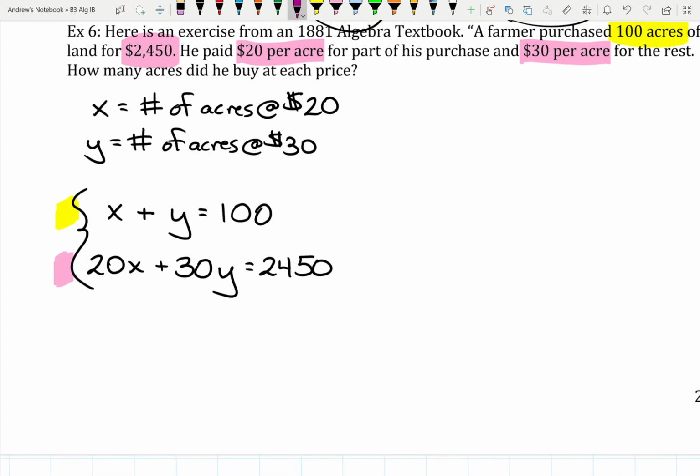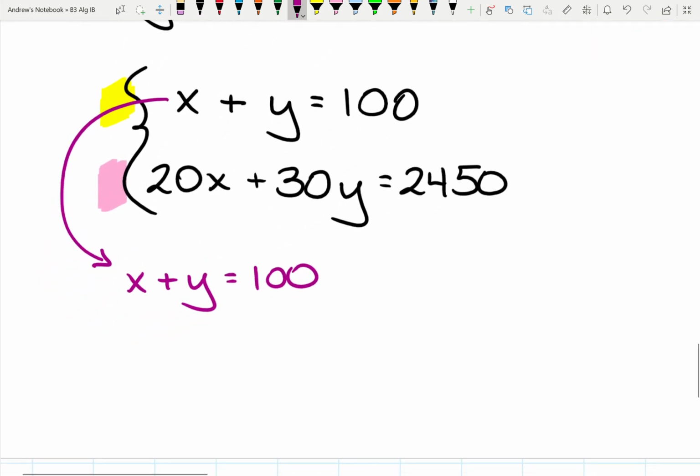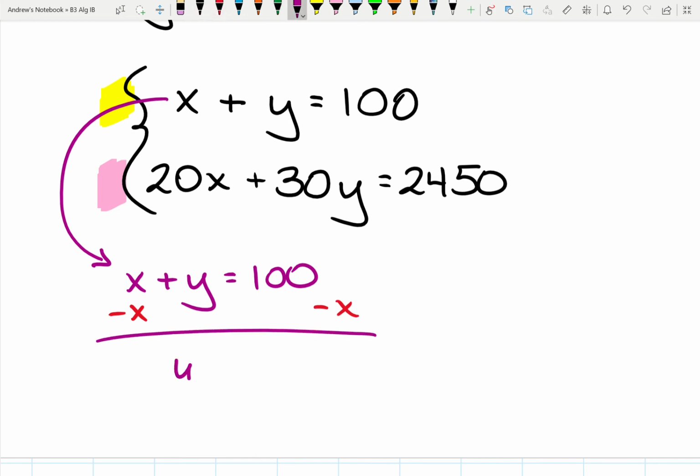I'm going to take this top equation and just rewrite it down here real quick. x plus y equals 100. Not changing anything about it. And what I'm going to do is make it so that there is one variable by itself. I'm going to move this x over there. When I do that, I get that y is equal to 100 minus x.